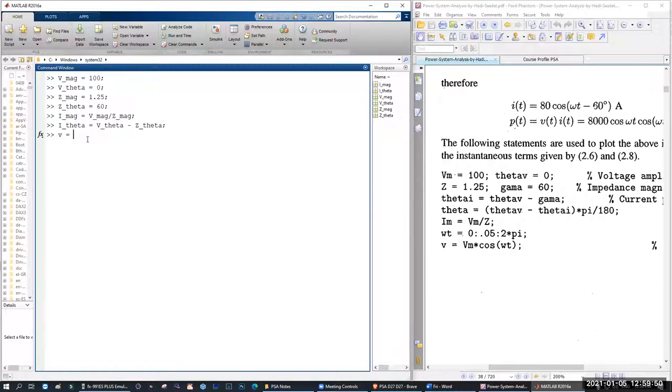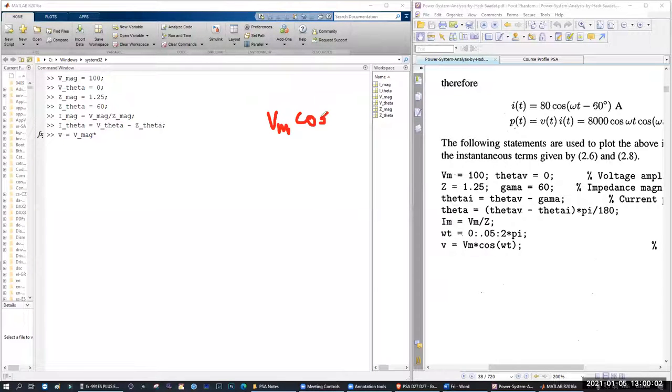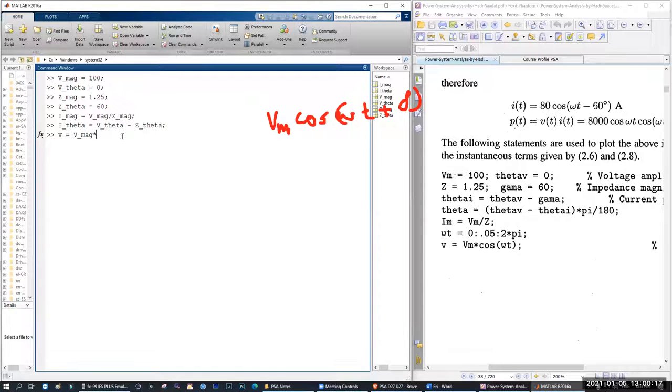What is the equation of a small V? V magnitude into, what is the formula here? Vm cos omega t plus 0 degree, right? That was supposed to happen. So here Vm into cos, in bracket, omega t plus 0, right? This was supposed to be your thing. What is omega? Oh, by the way, we didn't write omega. So at first we have to write the omega t.